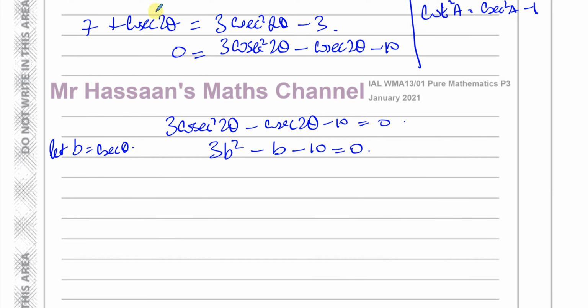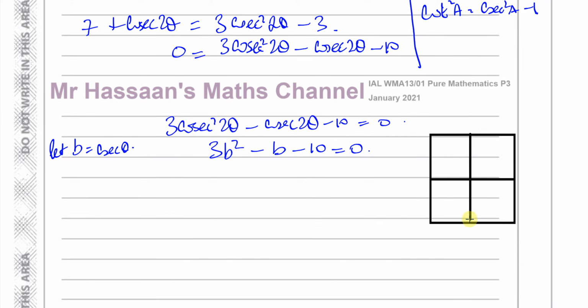So now I can factorize this, and I'm going to use my little window method, which I like to use. All right, so I'm going to have 3b squared here, and here I'm going to have minus 10. I need two numbers whose product is minus 30b squared and whose sum is minus 1b. So it looks like 5 and 6, isn't it? 5 times 6 is 30. So one of them has to be positive and one of them has to be negative.